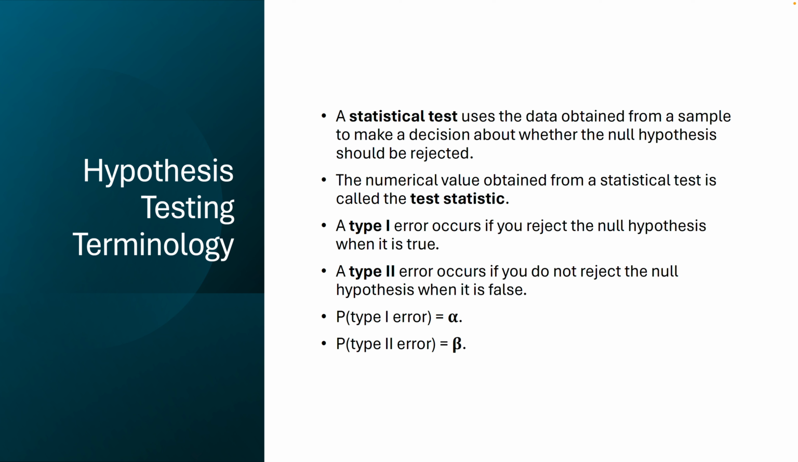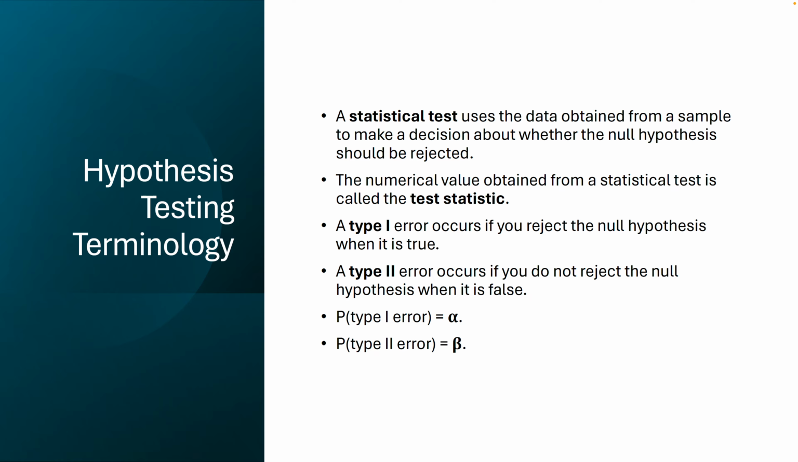So, some terminologies. What is a statistical test? A statistical test uses the data obtained from a sample to make a decision about whether the null hypothesis should be rejected. The numerical value obtained from a statistical test is called the test statistic.